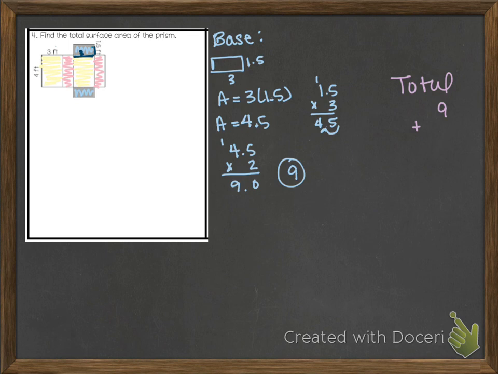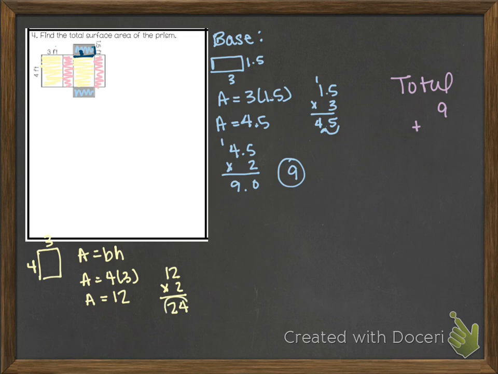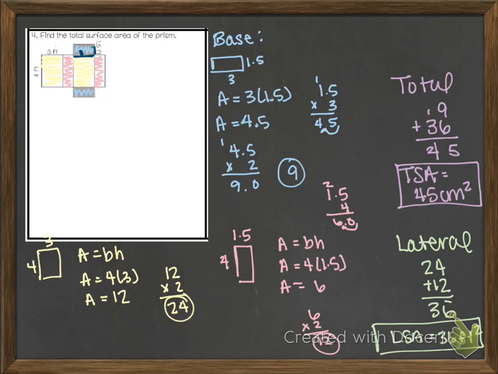Okay. Then we have our wider rectangle. That's this one. It has a 3 and a 4. So area equals base times height. Plug in those two values. It's multiplication, so it doesn't truly matter the order. 4 times 3 is 12. We have to multiply that by 2, which is 24. Okay, so go ahead and press pause and find the pink and then see if you can do the lateral and the total. Okay, so I got 36 and 40.